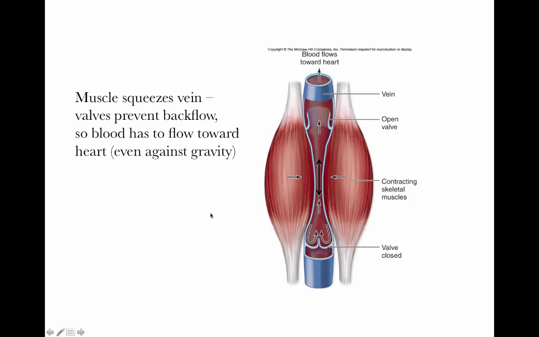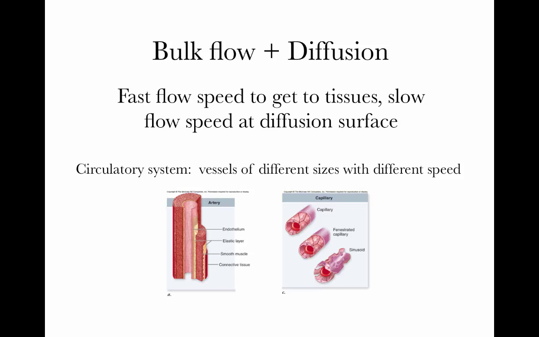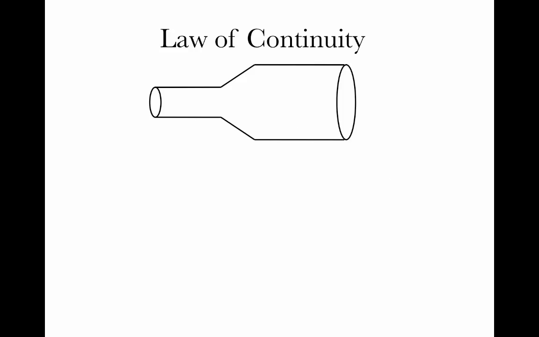So now let's see how this arrangement of different sizes and different branching patterns of these vessels meets this goal of having different speeds, to allow bulk flow at fast speed and then diffusion at very slow speed. To begin to understand this, we're going to look at the physical principle called the law of continuity. The easiest way to understand the law of continuity is to think about a closed pipe system, a section of pipe, that at some point gets larger in diameter.